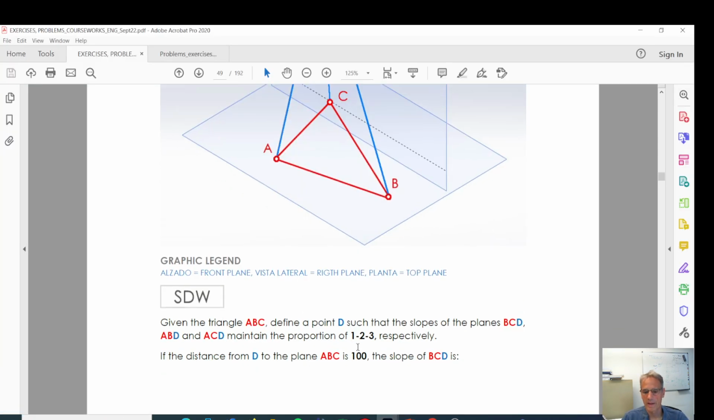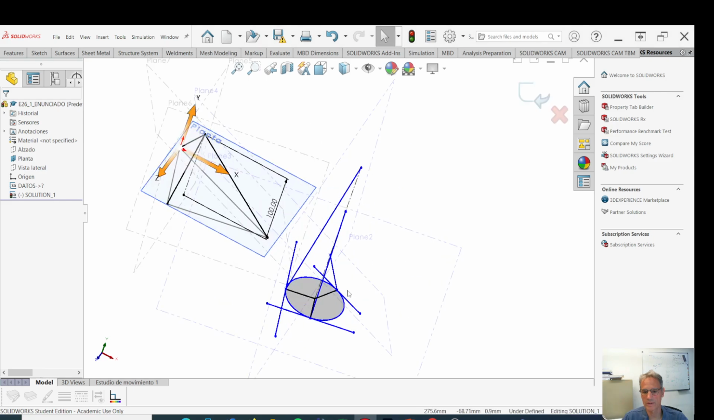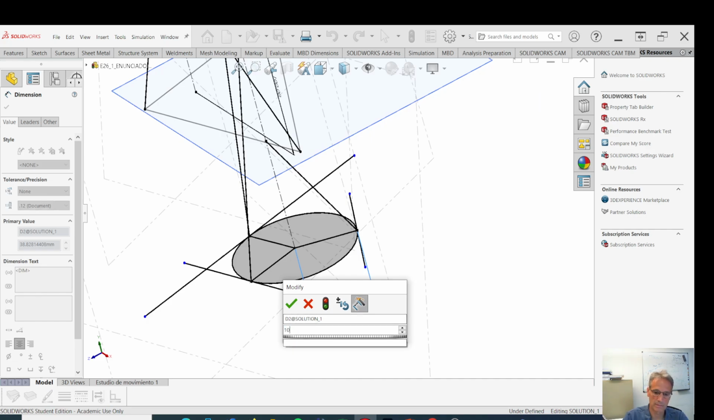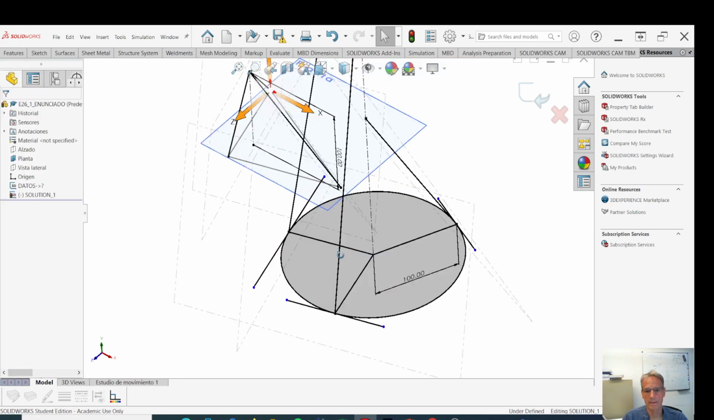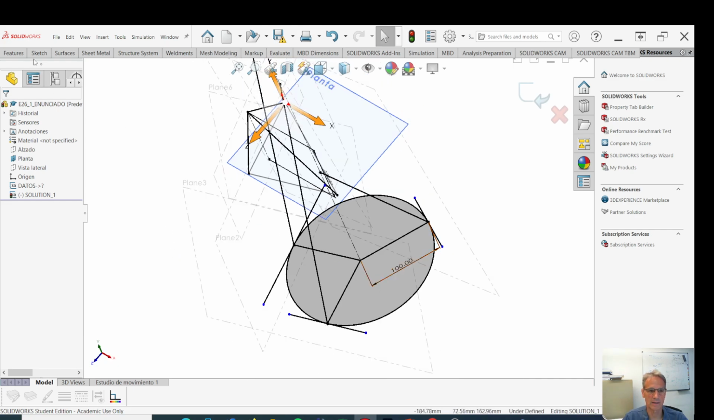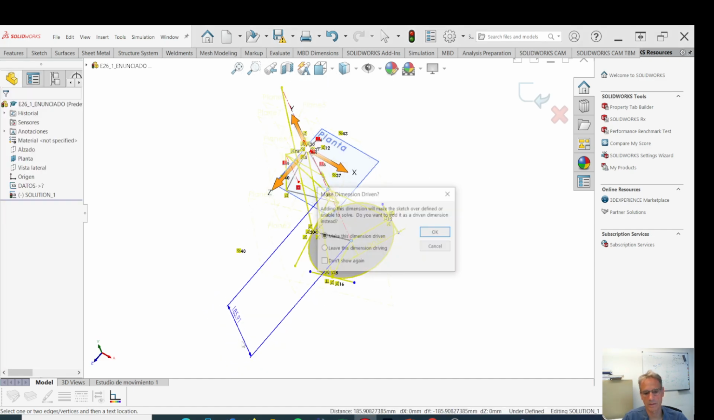Now the question is the slope of plane ABC. No, the slope of BCD, this slope. So in order to know this slope, I only need to make sure that this ratio, I can put it equal to 100. It's getting a bit too big, and maybe it's a bit overlapping. I could move it in a different direction. Then I check this distance, and this is 185.91.